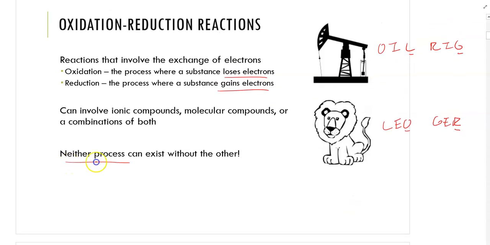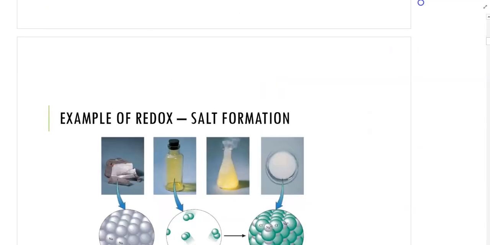And of course, neither process can exist without the other, right? So I can't really have one oxidation without a corresponding reduction, because these electrons have to come from somewhere. They don't just come from thin air. They come from other substances that either gain or lose those electrons.